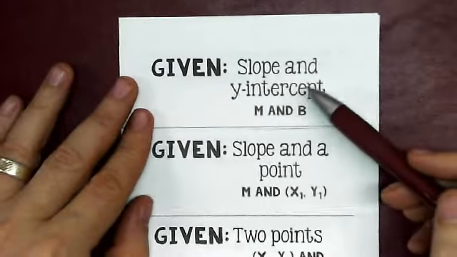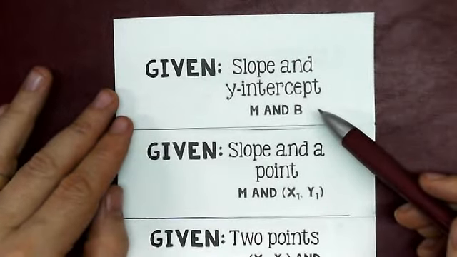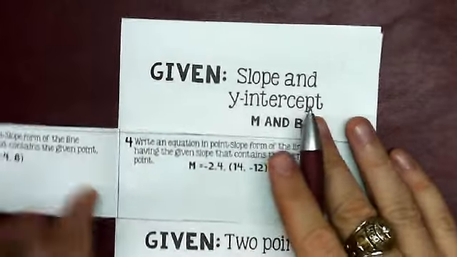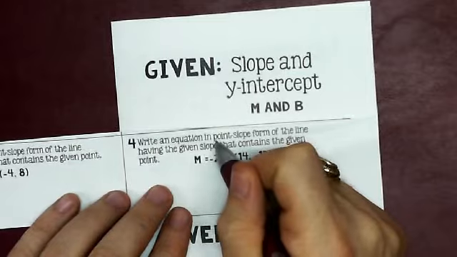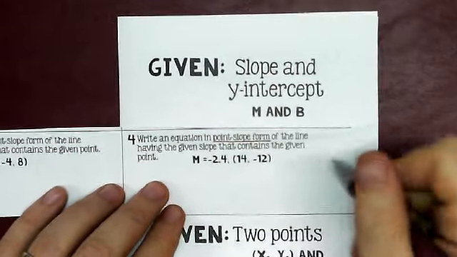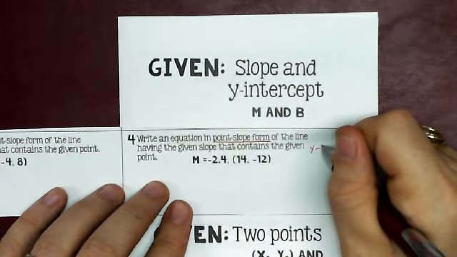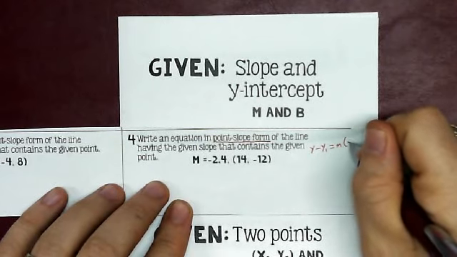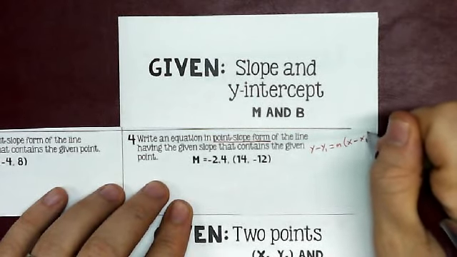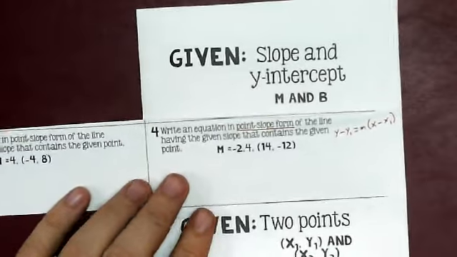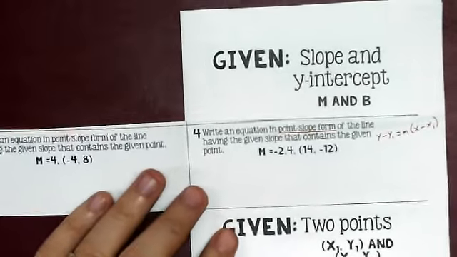So again, that was given the slope and the y-intercept. Almost as easy is when they give you the slope and a point. The reason is because they want this in point-slope form. Now, point-slope form is very simply y minus y1 equals m times x minus x1. And that is point-slope form.